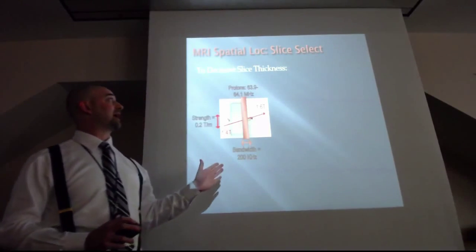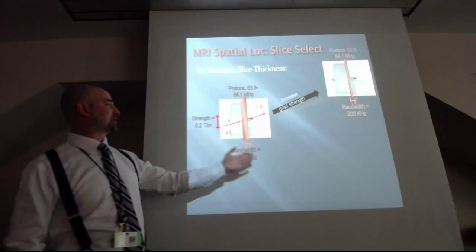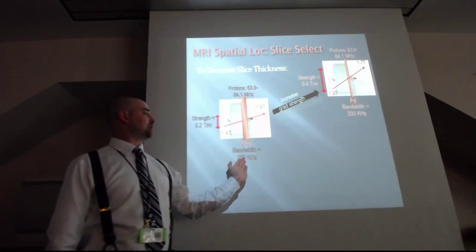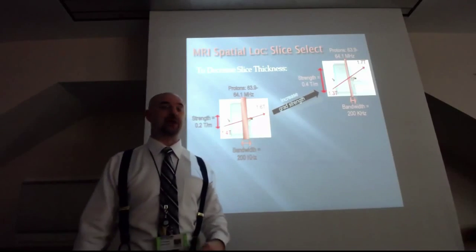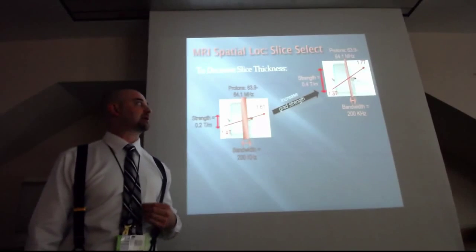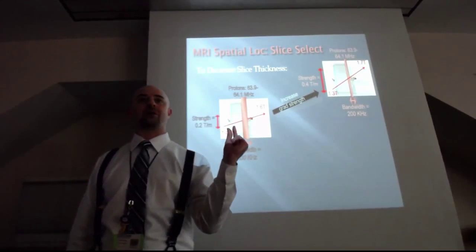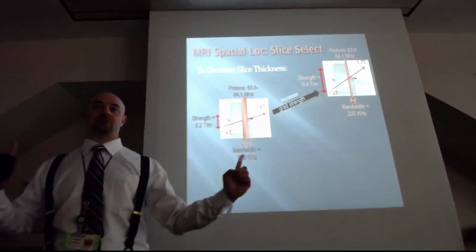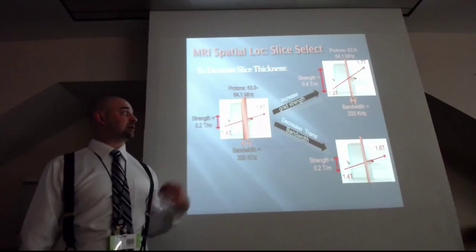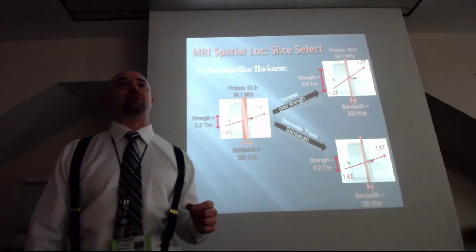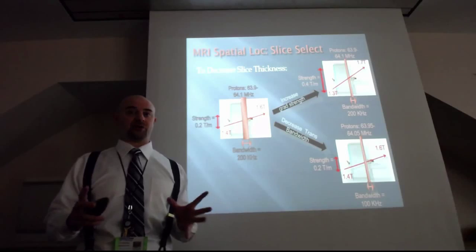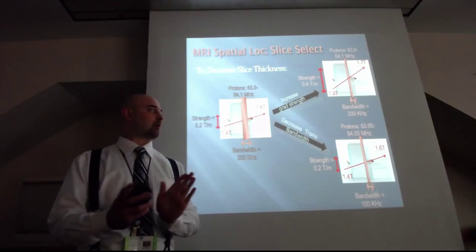Let's just take a look at it visually. So in order to decrease slice thickness, if our baseline is a strength of 0.2 Tesla per meter and our bandwidth is 200 kilohertz, when you increase the gradient strength, notice the higher slope, that 200 kilohertz covers less dimension along the z-axis, thus giving you a thinner slice. You could also decrease the transmitter bandwidth. That is to say, the range of frequencies that your RF pulse is going out at, you can narrow that frequency range.